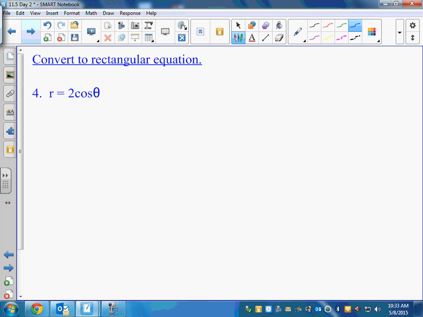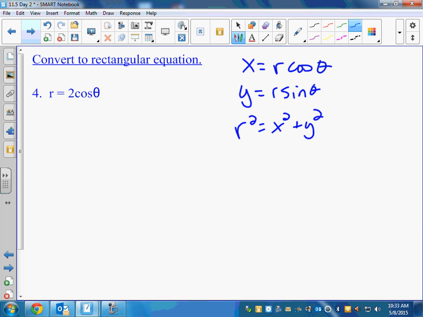Okay, what about the other way? The other way is maybe, I think, a little bit harder because sometimes you have to do a little work to get there. Same rules apply, except for going the other way. So now I want all the r's and thetas to change to x's and y's. So you're not done until you only have x's and y's and numbers. You can't have any trig functions left, thetas or r's. Same rules. x equals r cosine theta, y equals r sine theta, and r squared equals x squared plus y squared.